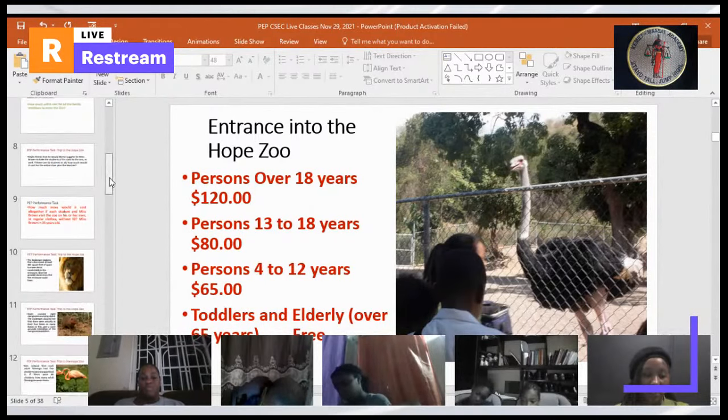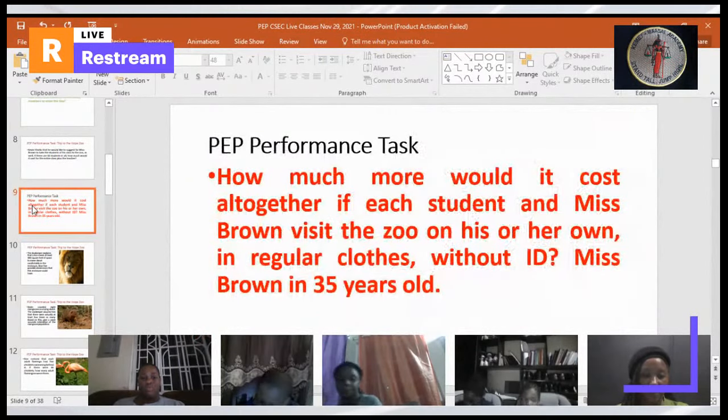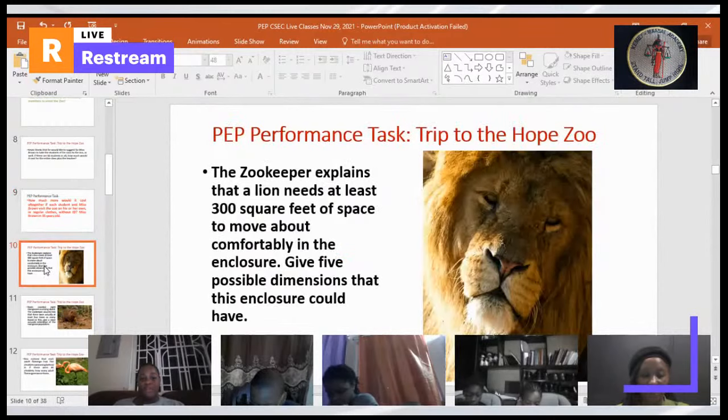All right, and that's absolutely correct. So it's better for them to go as a class, right? In their uniforms, they get a discounted rate.